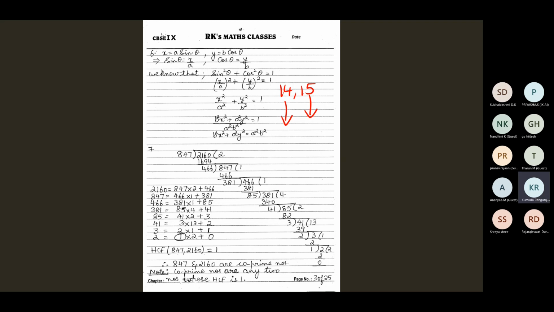So to answer the 7th one, you just have to find the HCF of the two numbers. If the HCF is 1, then they are co-prime. If the HCF is not 1, they are not co-prime.